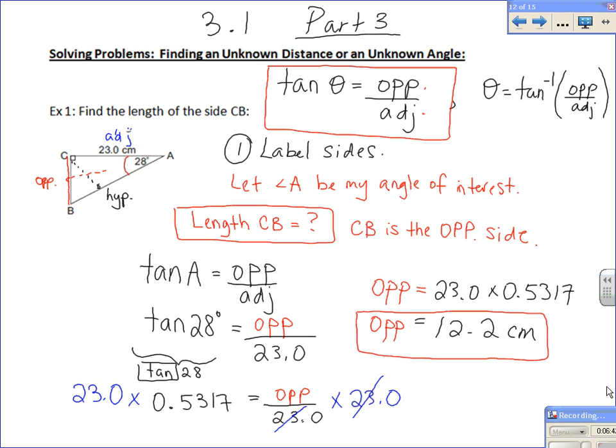So if you're given a triangle, you're given an angle, and you're given one of the sides, you can use the ratio to determine what the unknown side length is. Let's do another example in your notes.